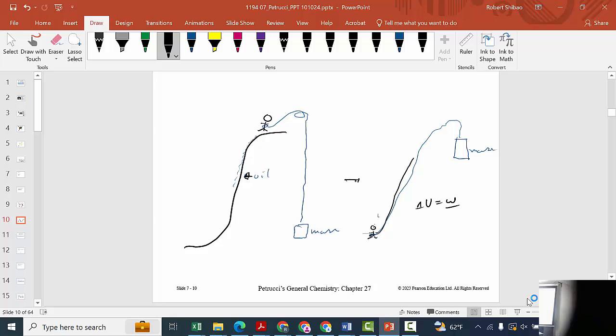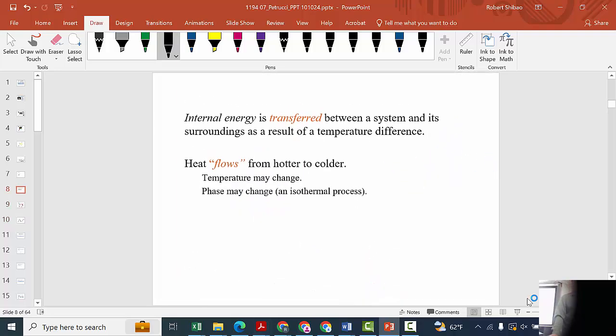How much work was done? Well, it depends on how heavy the mass is. How many kilograms is that mass? Against g, which is 9.8 meters per second squared, and the height, how high up did you lift, and that's how much work was done. And that's going to be in joules. The units for energy, the most common units that we use, are joules.